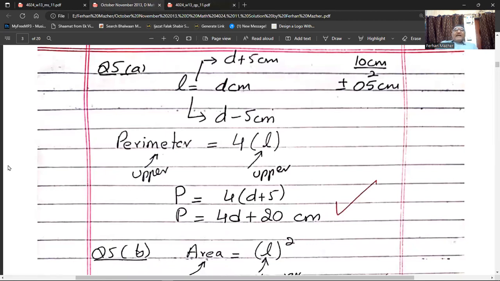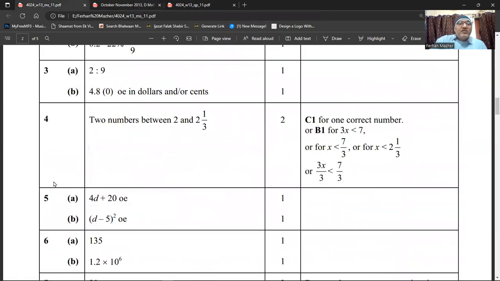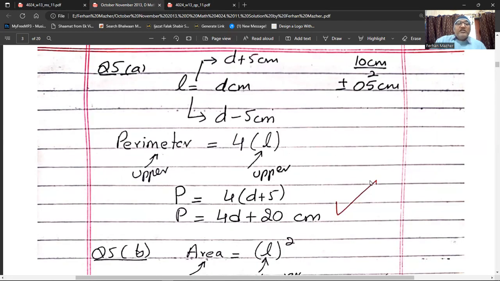So the length is d centimeter. This is correct to 10 centimeter. Divided by 2, you get 5 centimeter. Add this, subtract this, you will get the upper bound, you will get the lower bound. They want the perimeter, that formula is 4L. They want the upper bound of the perimeter, so the length's upper bound will be used. So the perimeter will be equal to 4 bracket d plus 5. That's the upper bound of the length. So that will be 4d plus 20 centimeter. This is the solution of question number 5, A part.